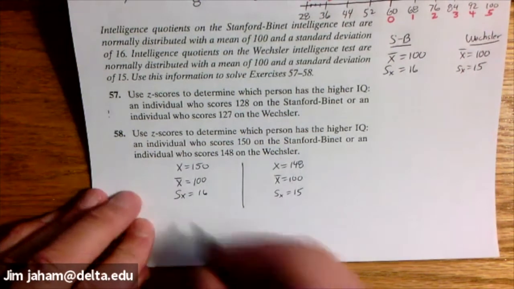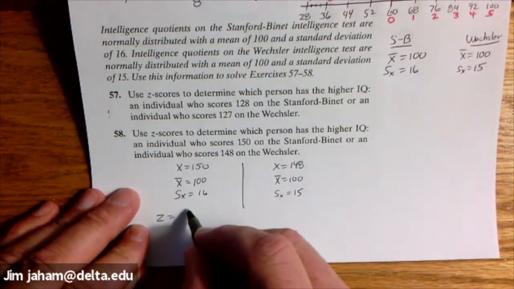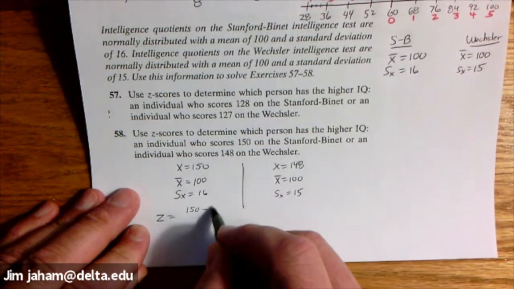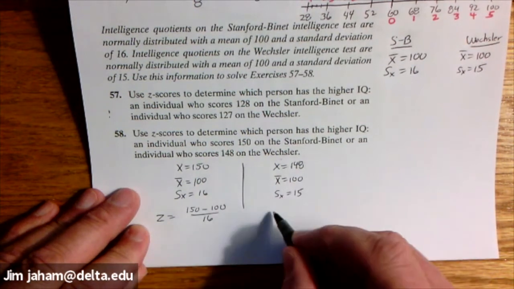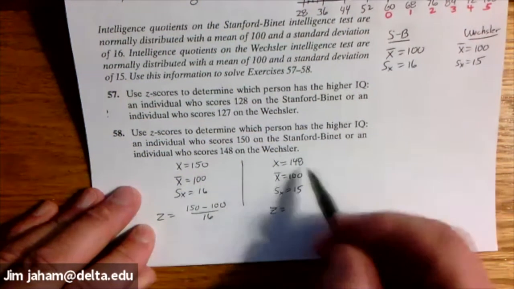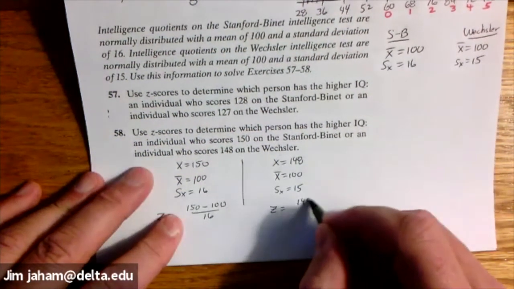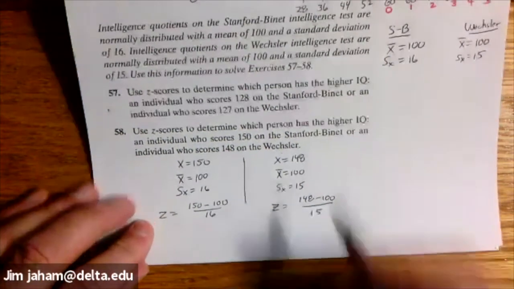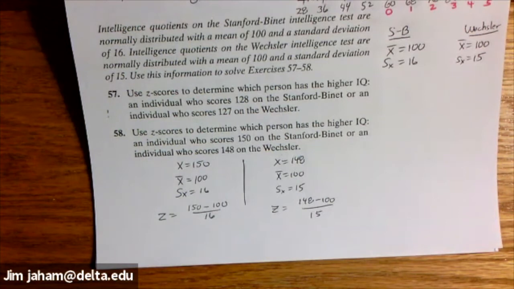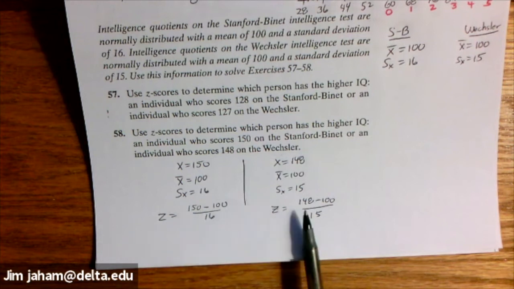So we're going to calculate the z-score here. It's the data value minus the mean divided by the 16. And over here, our data value is our IQ score on this other test, 148 minus 100 all over 15. So the way that we will reason is that the score that has the higher z-score will be the higher IQ score. Two different people. One person scores on one test, the other person scores on the other.